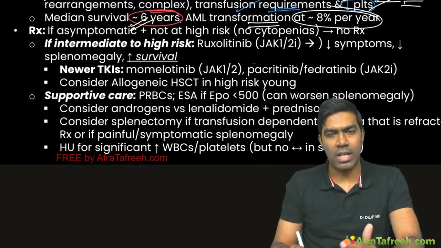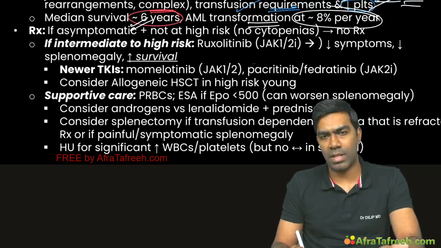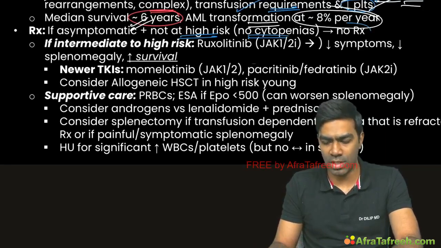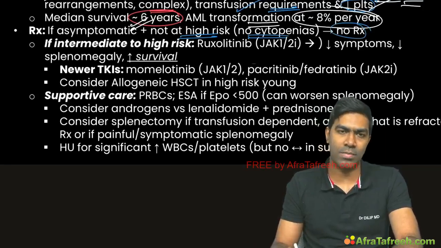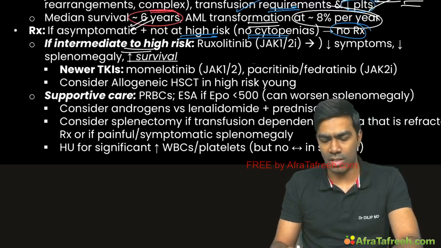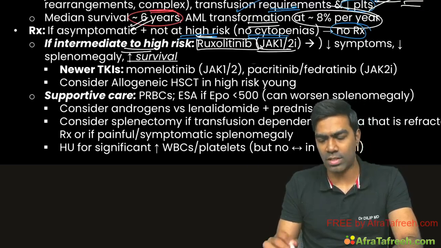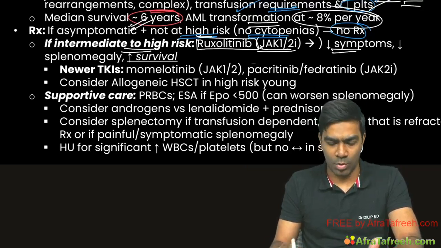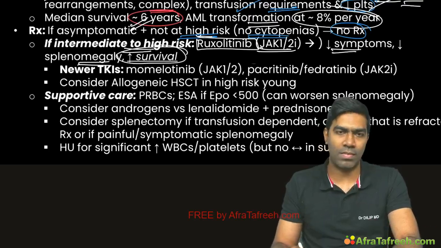So remember, in case the patient is asymptomatic or not at high risk, which means the patient is not having cytopenias, then no need to treat this disease. You can just observe. If the patient belongs to the intermediate to high risk category, then the first line treatment according to most of the guidelines is ruxolitinib, which is shown to definitely reduce the amount of symptoms. It's shown to reduce the splenomegaly, and overall it's associated with increased survival.